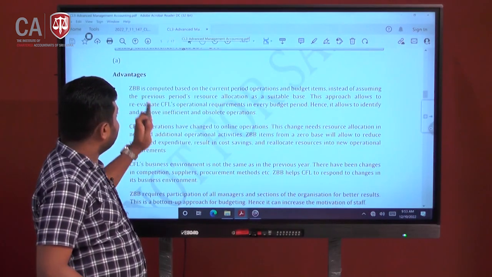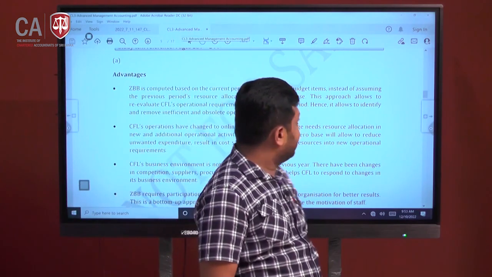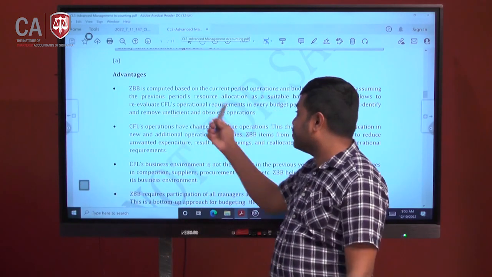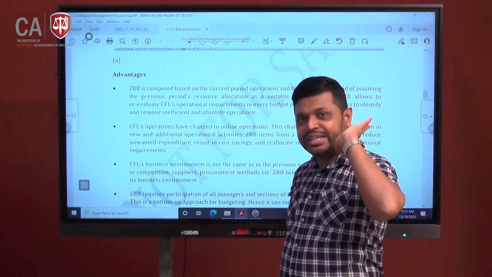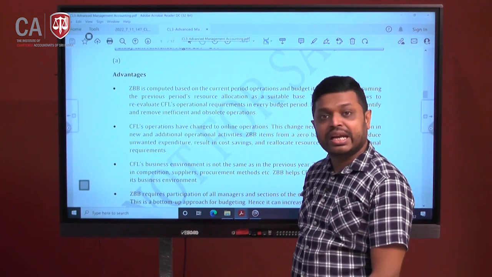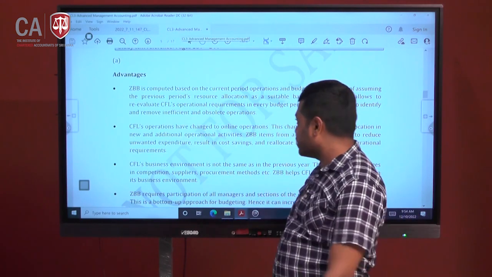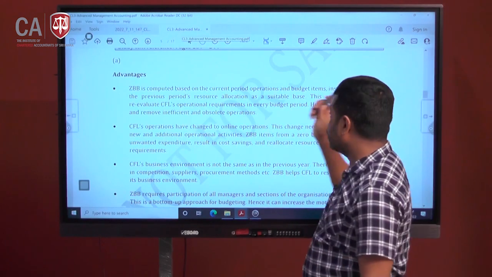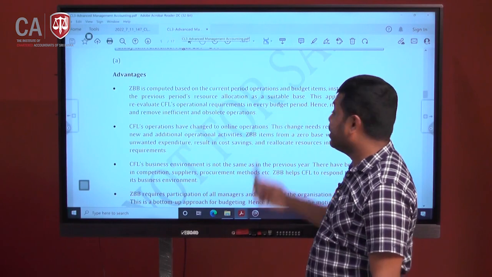Advantages. ZBB is computed based on the current period operation and budgeted items instead of assuming the previous period resource allocation as a suitable base. We won't think about the past. We will consider the current year. Based on the current year requirement, we will allocate the resources. Okay. This approach allows us to re-evaluate CFL's operation requirements in every budget period.